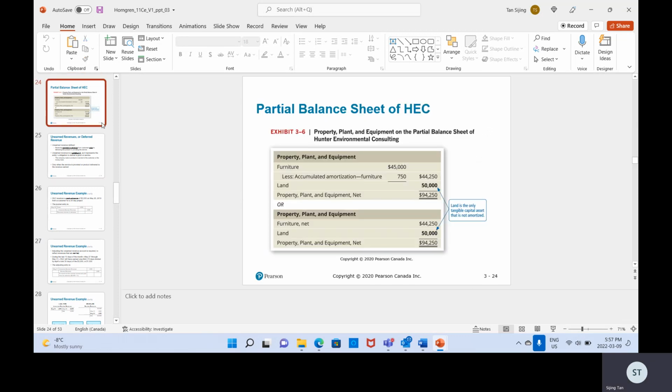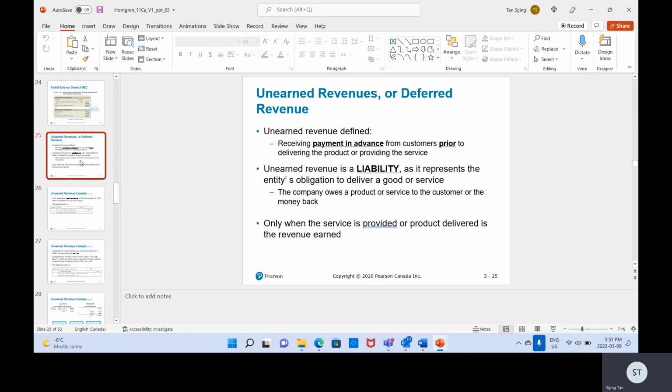I think I have examples. So this is a partial balance sheet. Under this PPE account, you have furniture at the original value amount, and you have the cumulative amortization. And then you have your net amount, and there's no amortization for the net. And you have your total PPE amount. Okay. Now the last one is unearned revenue.